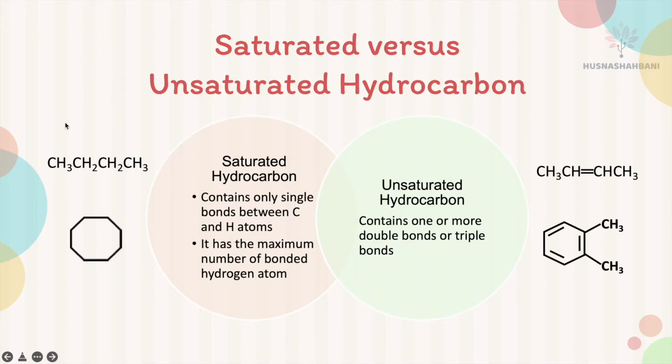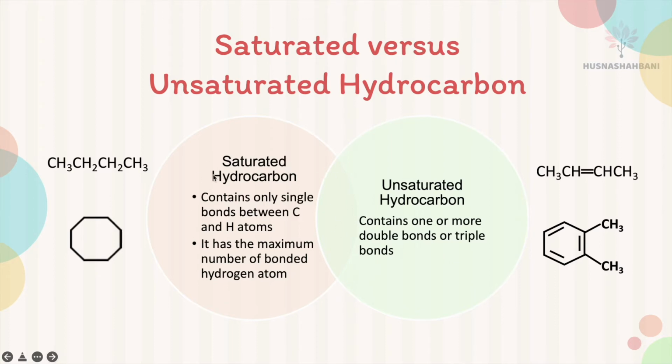Saturated versus unsaturated hydrocarbon. Saturated hydrocarbon contains only single bonds between carbon and hydrogen atoms. It is named saturated because it has the maximum number of bonded hydrogen atoms. Unsaturated hydrocarbon contains one or more double bonds or triple bonds.